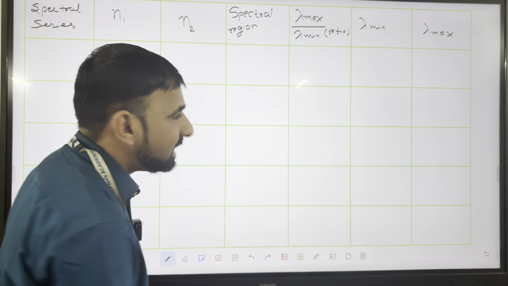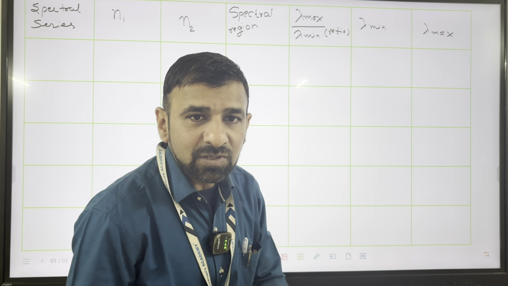First to come is the spectral series, then N1, the orbit from which the electron is jumping, second is N2, to which last orbit it is going to jump, then the spectral region, what particular electromagnetic spectrum region it belongs to, then the ratio of lambda max to lambda minimum, then the lambda minimum value and lambda maximum value. Okay, so let's begin.